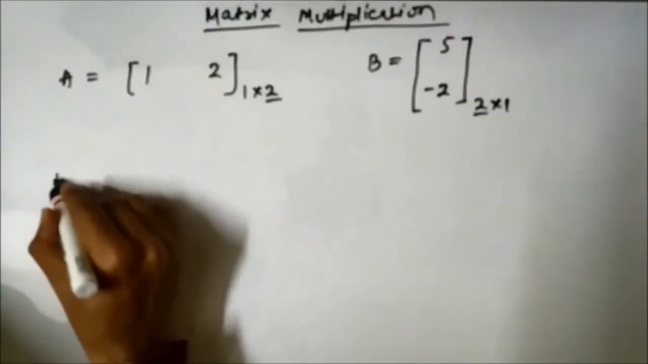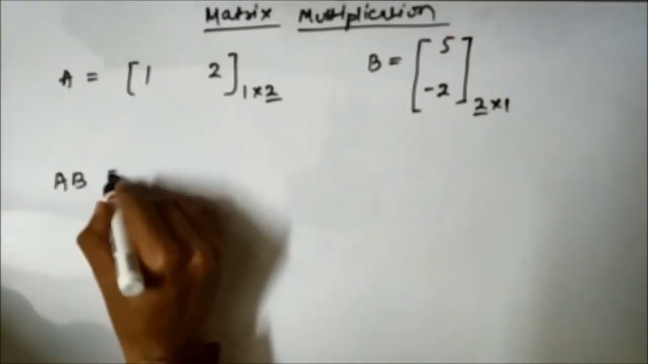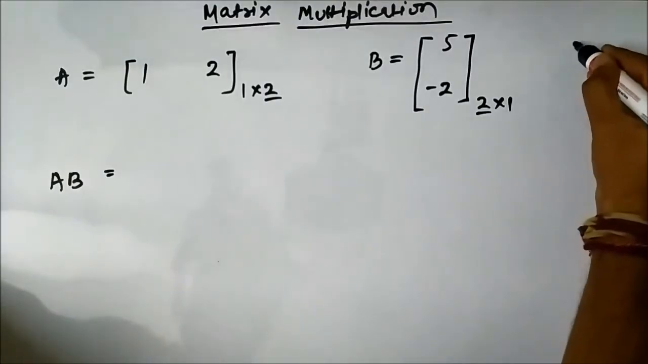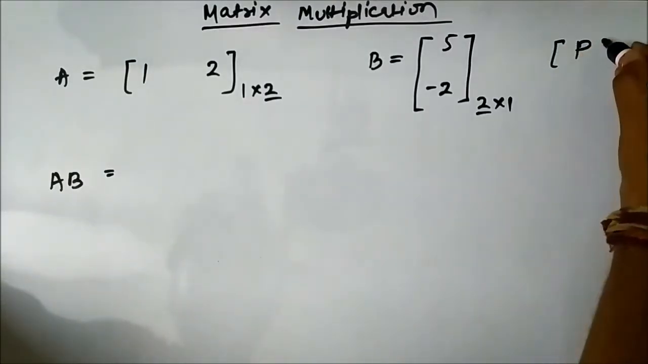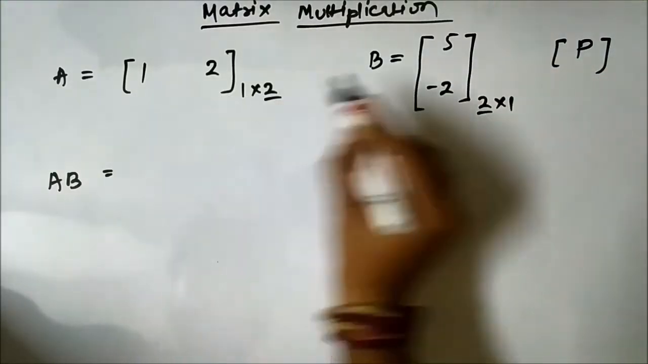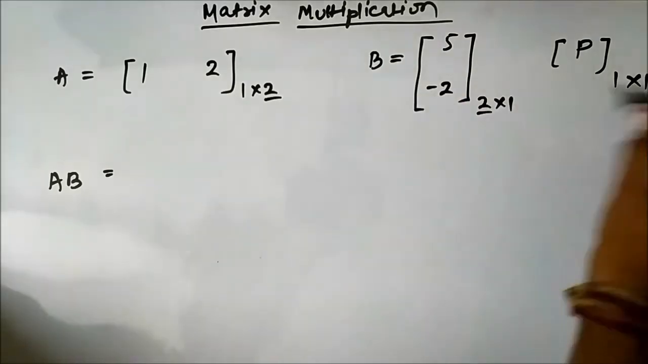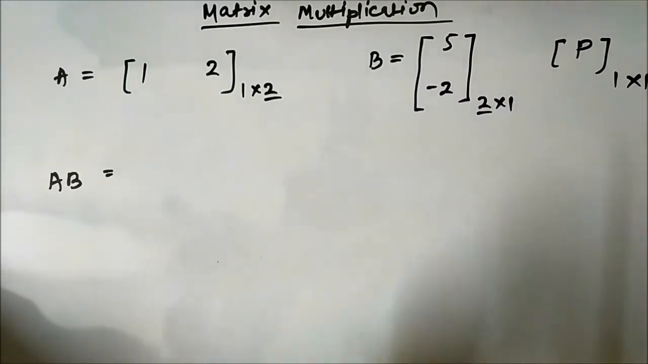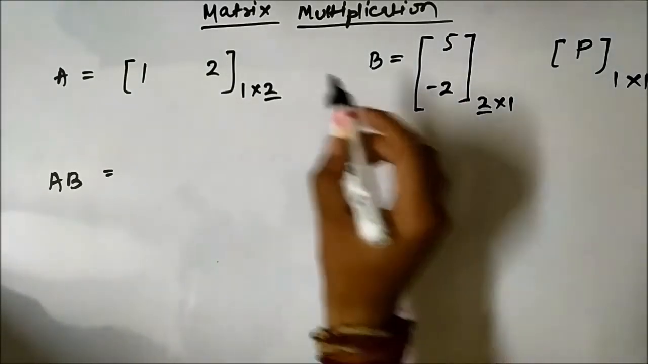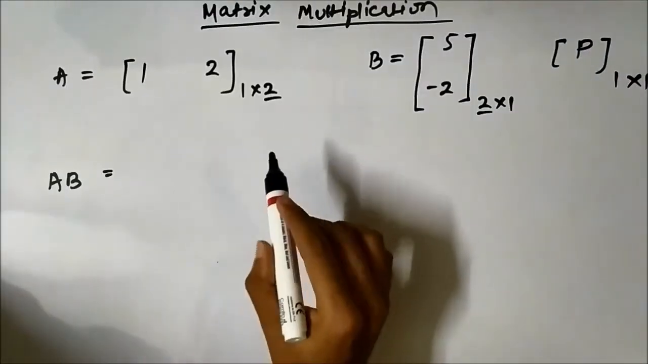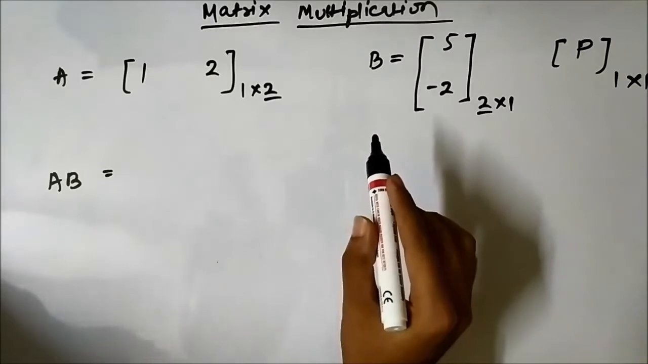Okay, so AB multiplication. Now the resultant matrix, which is the product, will have order 1 cross 1. This is very important. It will have one row and one column. So necessarily it is just one element in that matrix. So let us see how this matrix multiplication is done.